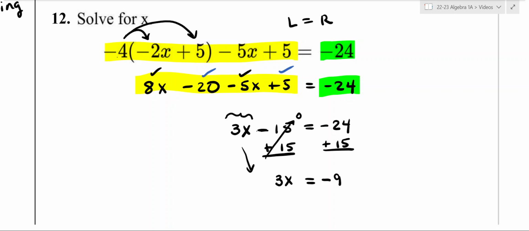All right, so then the final step is isolating the variable. It's being multiplied by 3, so we are going to divide by 3. Right? Opposite of multiplication is division. So x equals negative 3.